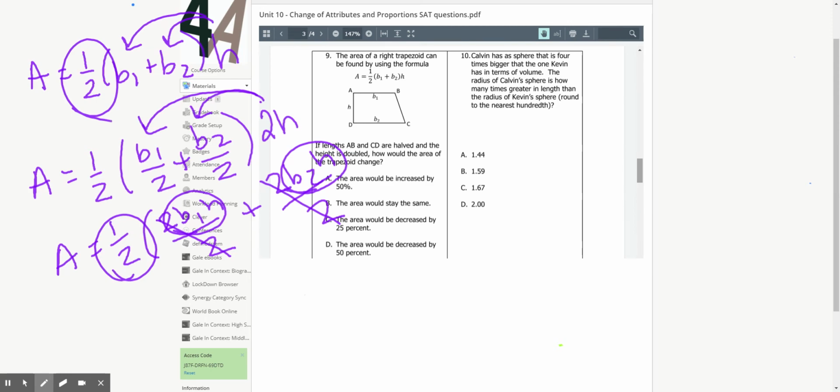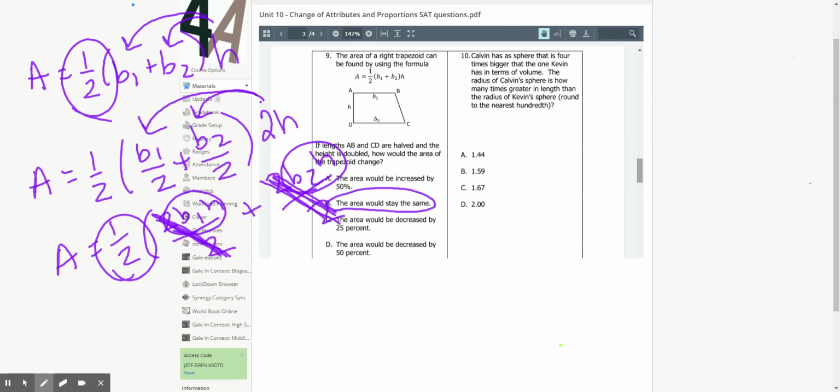So the area would be increased by 50%. The area would stay the same. The area would decrease by 25%. The area would decrease by 50%. I think because we multiply the height by 2 and divide the base by 2, it's going to cancel out, and we're going to end up being the same. Area is going to be the same.